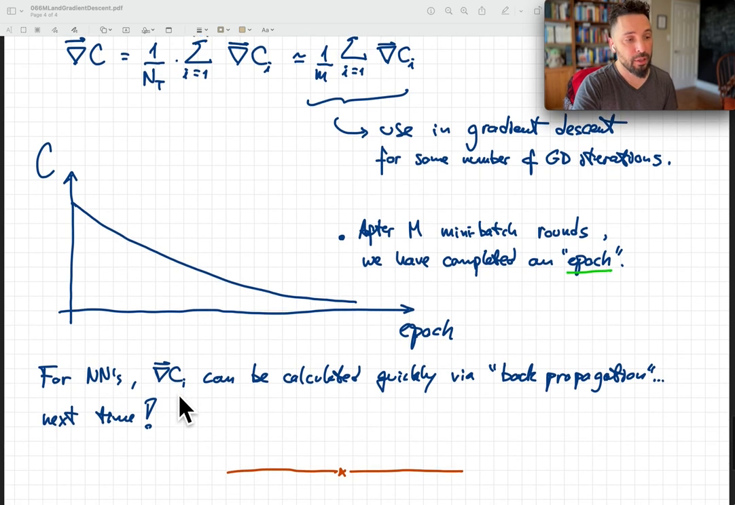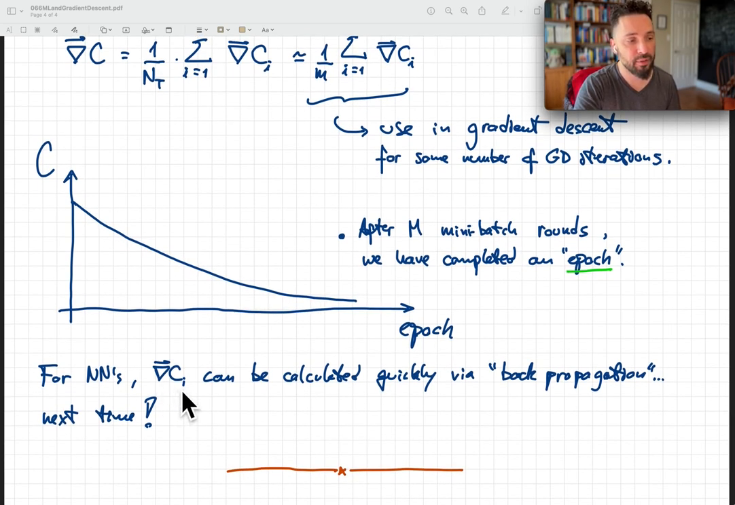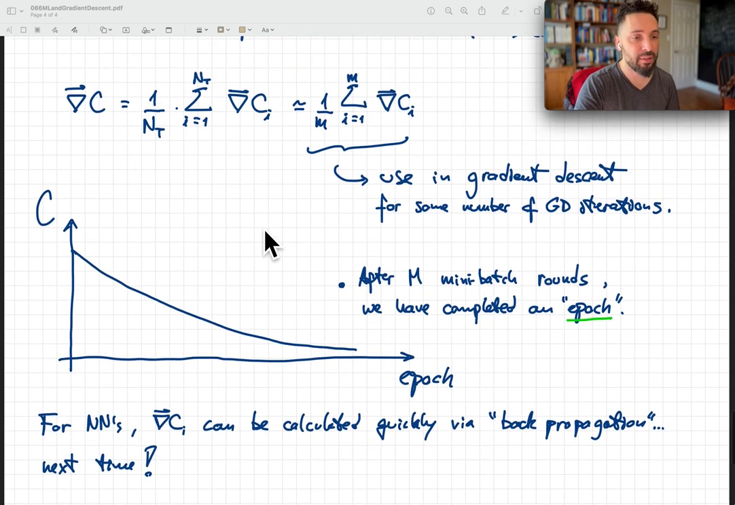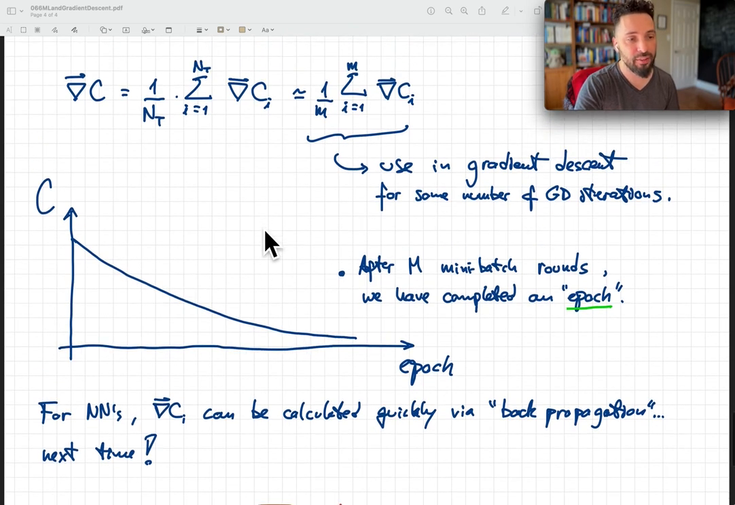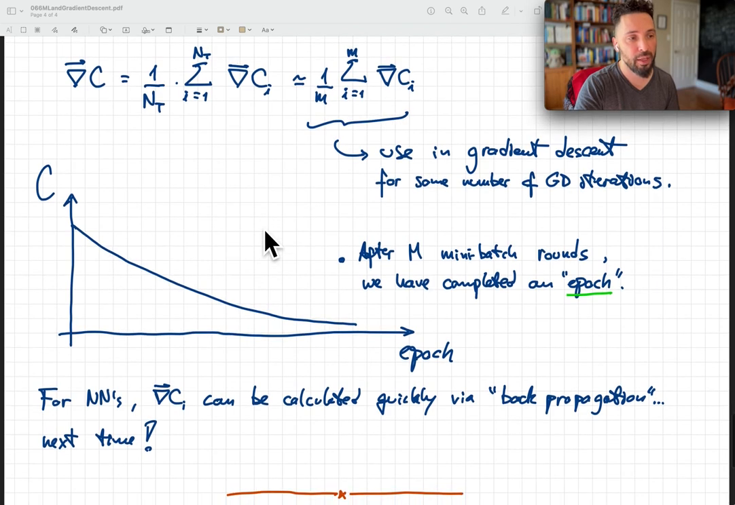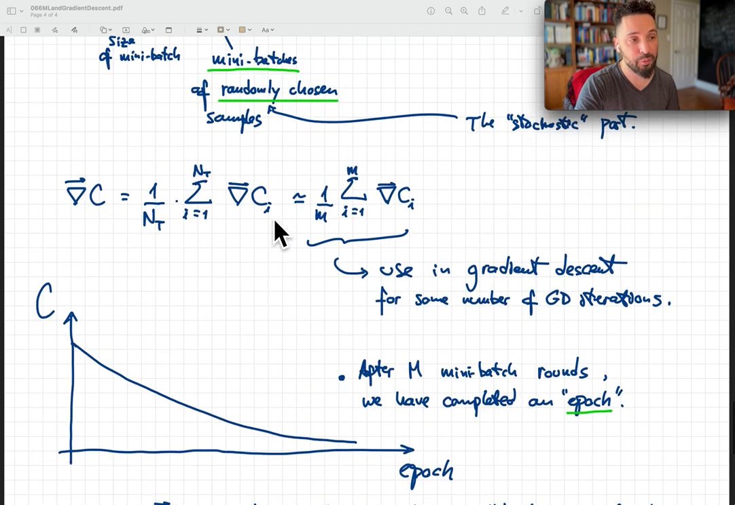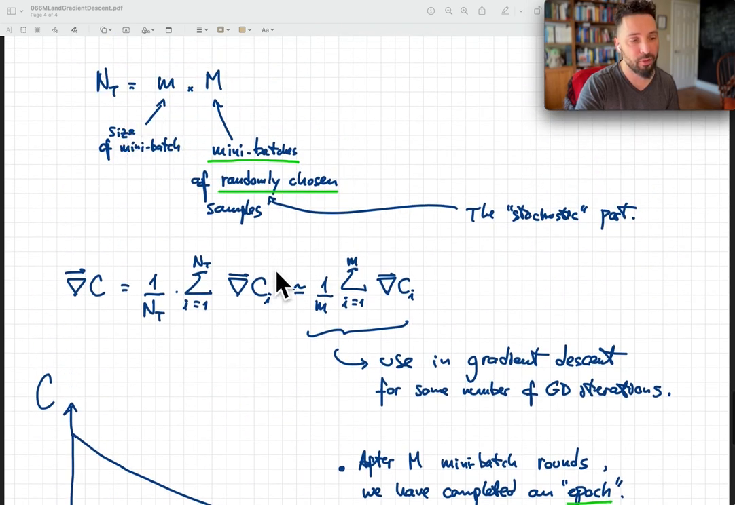For neural networks, it turns out that this gradient of C sub I can be calculated very quickly using an algorithm called backpropagation. But we'll talk about that next time. But this is the idea of stochastic gradient descent: you approximate the exact gradient with a stochastic approximation of it by taking snapshots or chunks of your samples that we call mini batches.